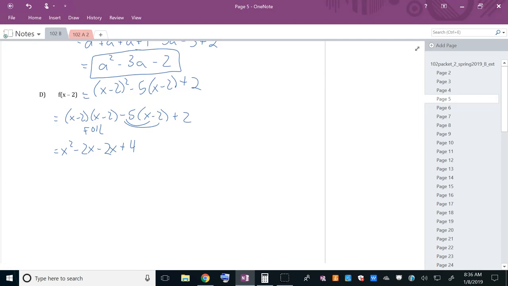Again, as I distribute, I take the negative as well to get negative 5x plus 10, and I've still got the plus 2. So adding up like terms, I get x squared, negative 2x minus 5x is minus 9x, and then 4 plus 10 plus 2 is plus 16. And there's my answer.